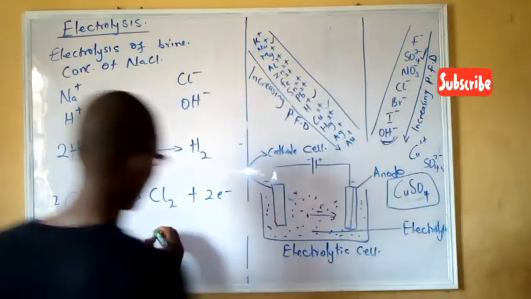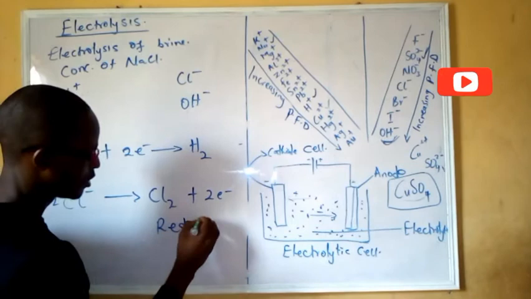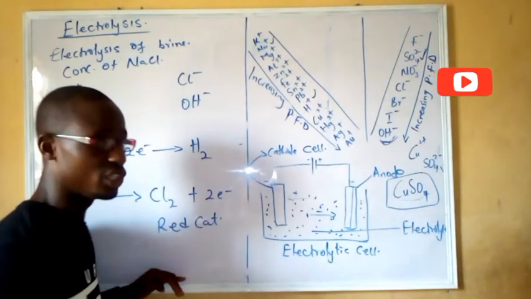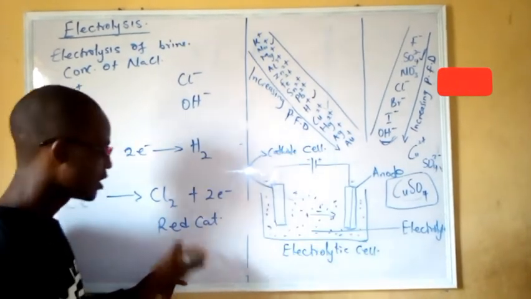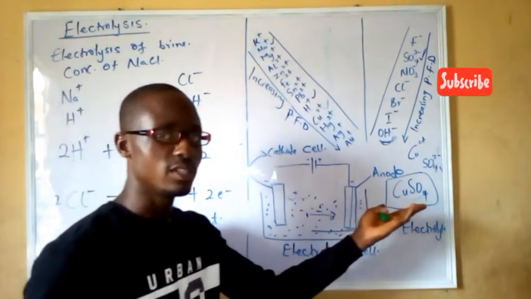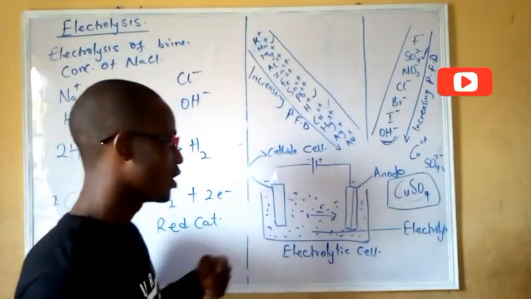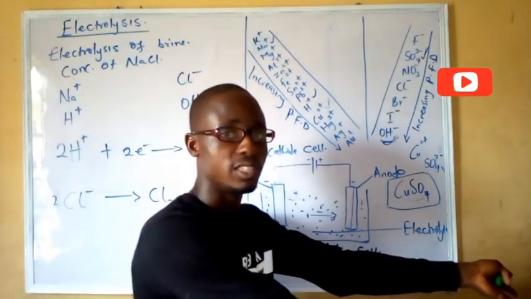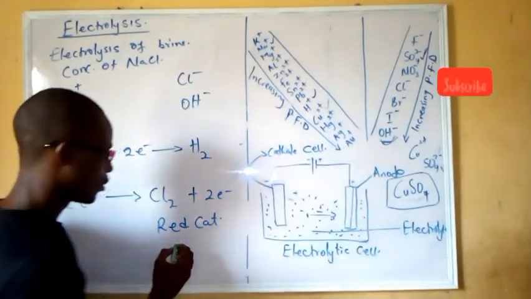So we use the formula RED CAT as a means of memorizing it: reduction at the cathode. Then at the anode, there is oxidation because you lose electrons to the anode, which is the positive electrode. So we call that AN OX.